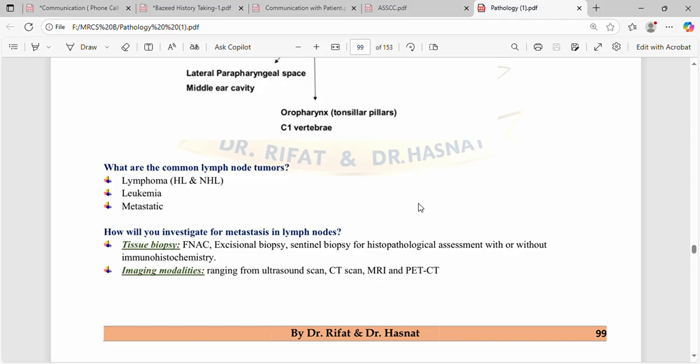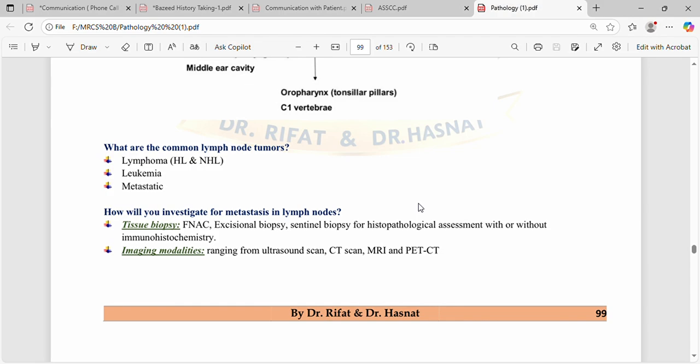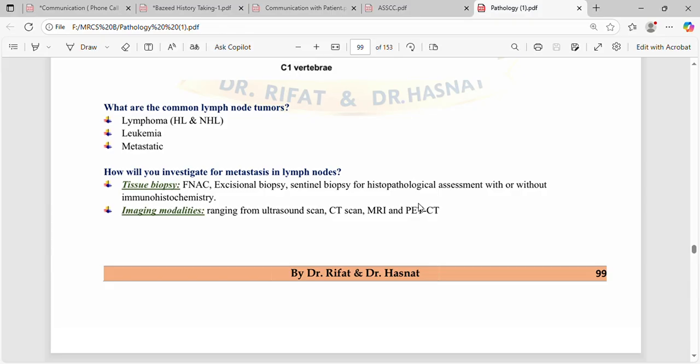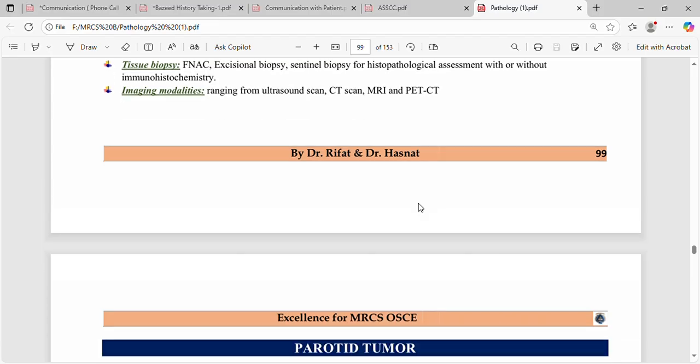What are the common lymph node tumors? Lymphoma, Hodgkin lymphoma, non-Hodgkin lymphoma, leukemia, and metastasis. How will you investigate for metastasis in lymph nodes? Tissue biopsy and imaging modality. Imaging modality ranging from ultrasound, CT scan, MRI, and PET-CT, and tissue biopsy through FNAC, fine needle aspiration cytology, excision biopsy, core biopsy for histopathology assessment with or without immunohistochemistry.